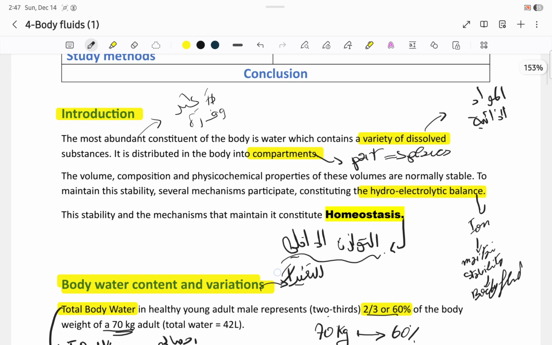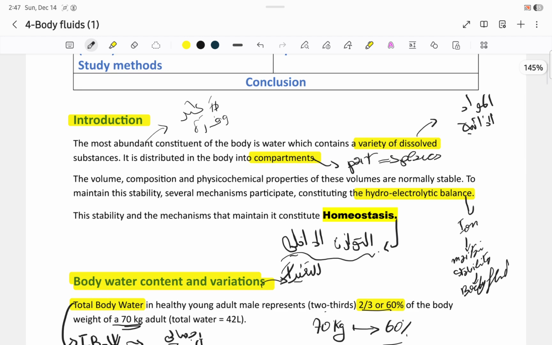So first, the introduction. The most abundant constituent of the body is water, which contains a variety of dissolved substances. Why do we have a lot of water in our body? Because we have a variety of substances, a variety of solutes. It is distributed in the body in two compartments. The compartments are places or parts of the body where there is water, and we name them by special names. So there are different compartments, different places or parts of water.